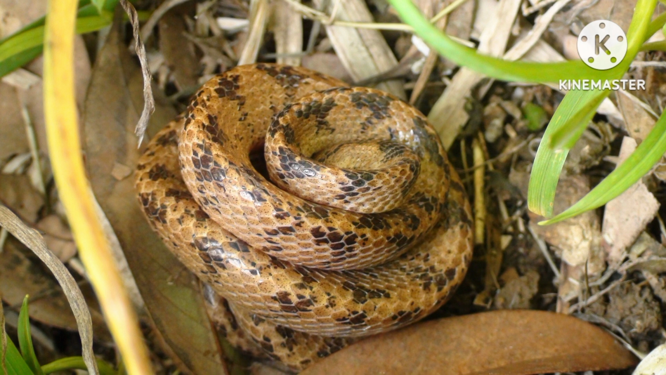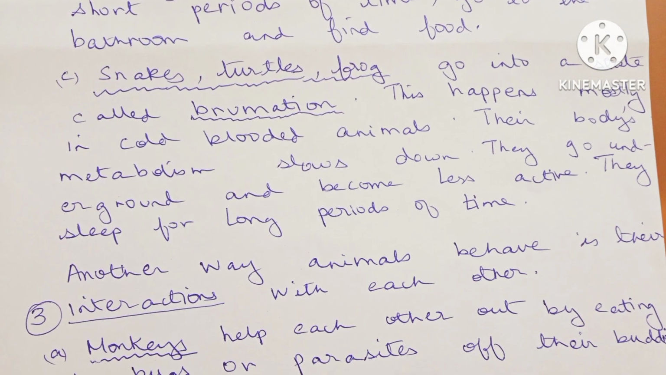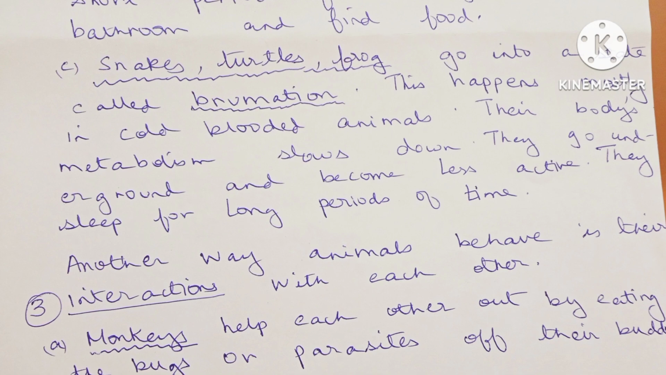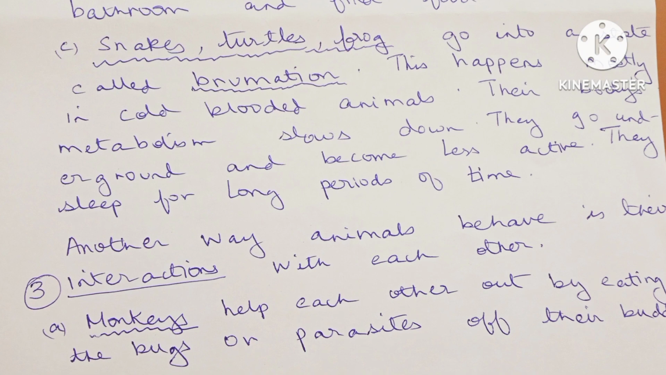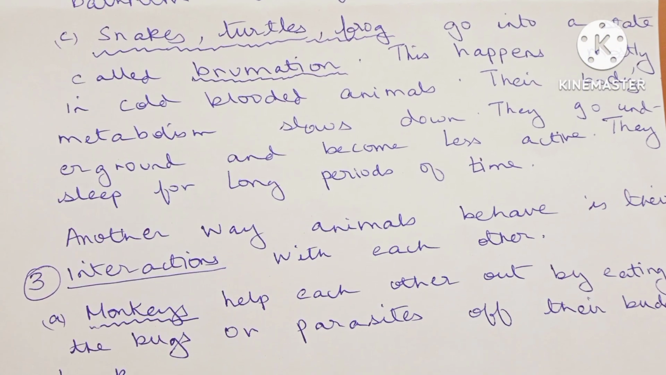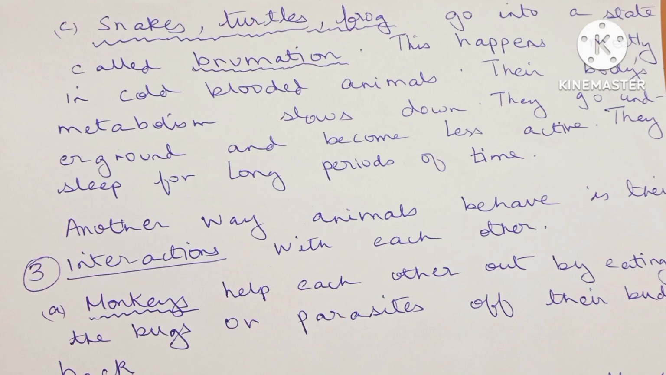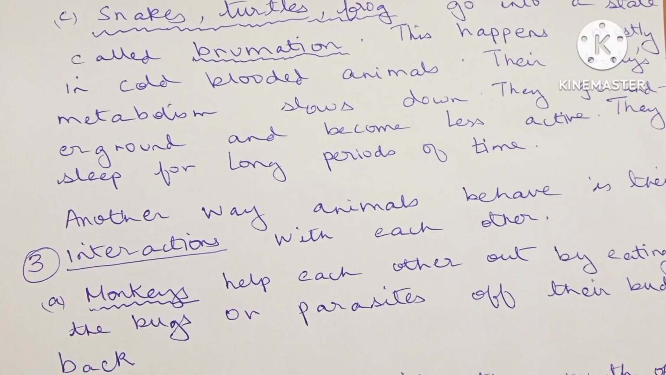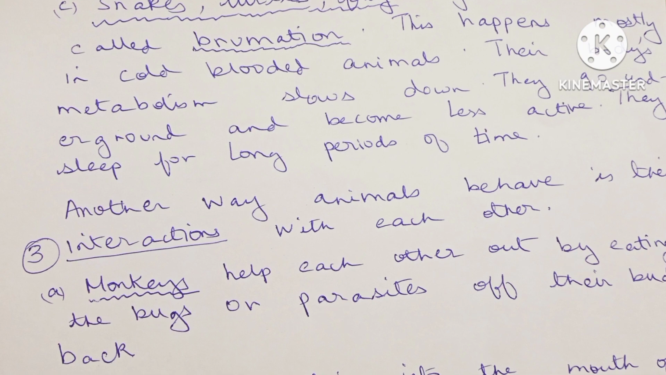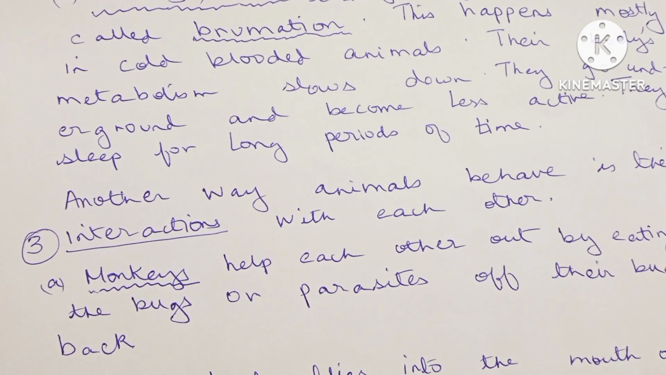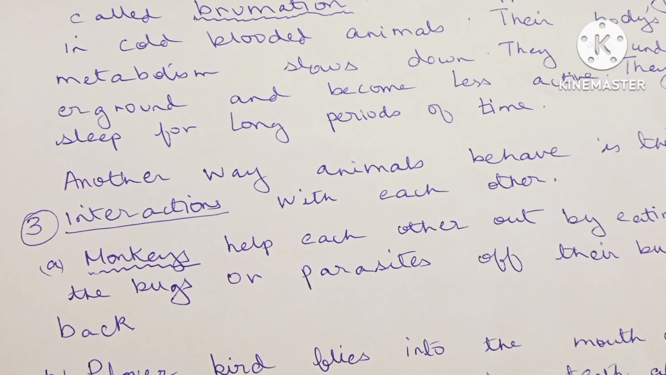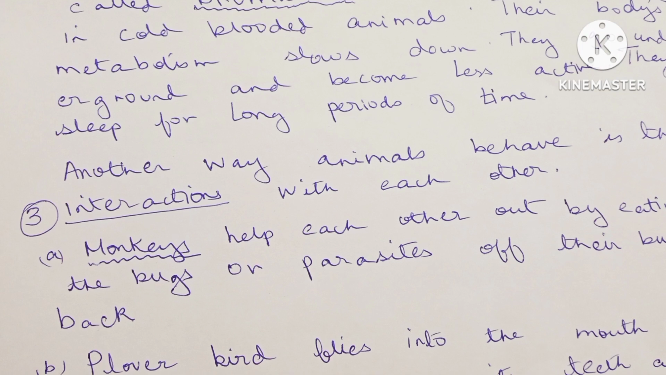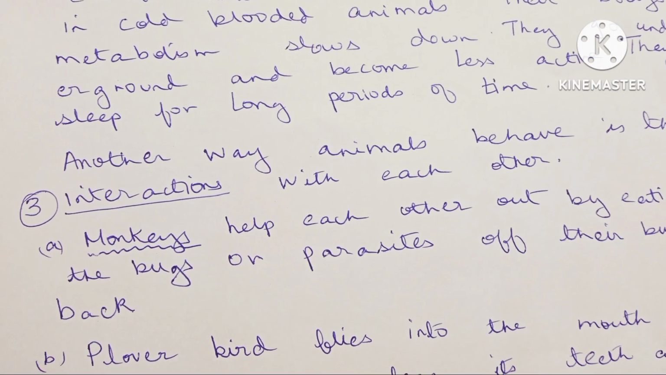They go into a state called brumation. This happens mostly in cold-blooded animals. Their body's metabolism slows down. They go underground and become less active. They sleep for long periods of time. Now children, do you understand the meaning of metabolism? Metabolism means those chemical processes which take place in an organism, which burn the food and release energy to do all the activities which take place in the body of the organism. So all these activities slow down, they go underground and become less active, and they sleep for long periods of time.